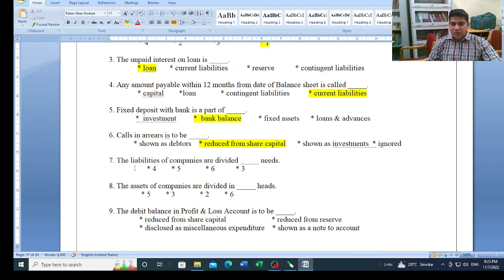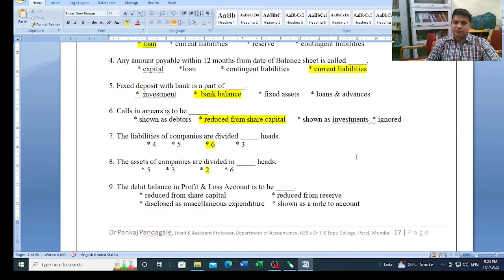Next question: the liabilities of the company are divided into dash heads. Not needs, it's heads. So how many heads are there in liabilities? Six heads. And assets of the company are divided into dash heads. So how many heads? There are two major heads: current assets and non-current assets. The answer will be two heads.